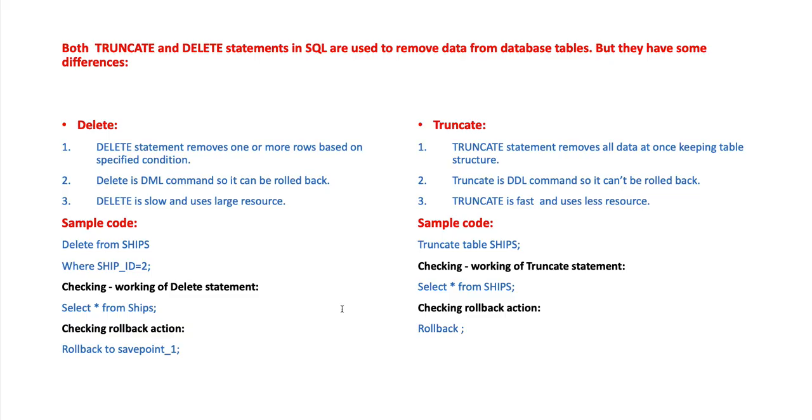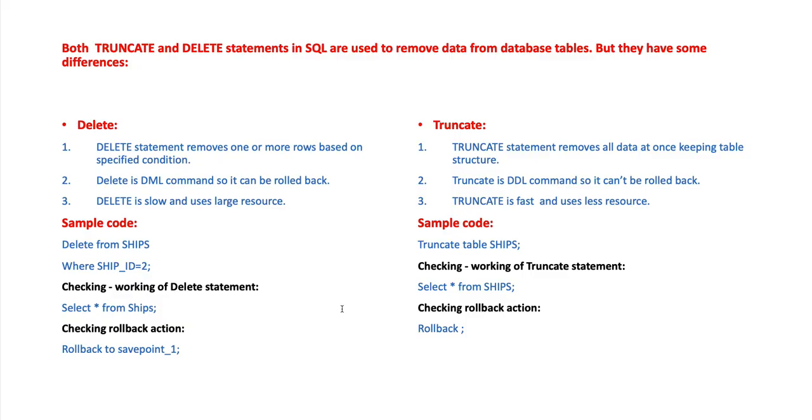Number 2, delete is a DML command, so it can be rolled back. That means we can get back deleted data up to the latest save point. But in the case of the truncate command, it is a DDL command, so it cannot be rolled back.